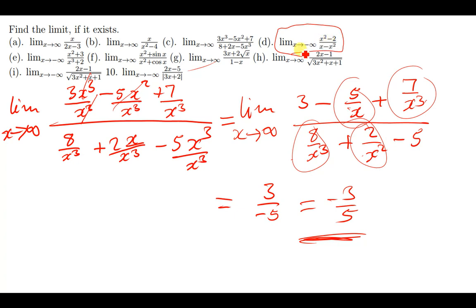So the solution here will simply be, on top there we have a 1, and down here you can see a -1. So the solution, I'm sure, is -1.